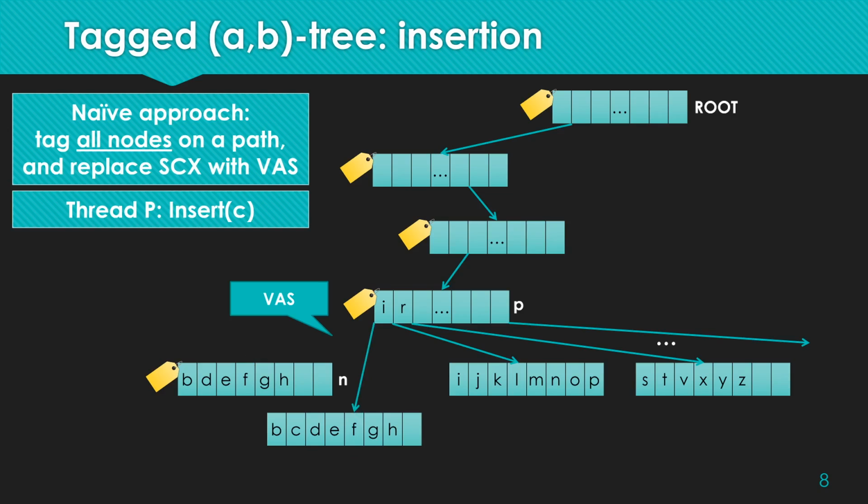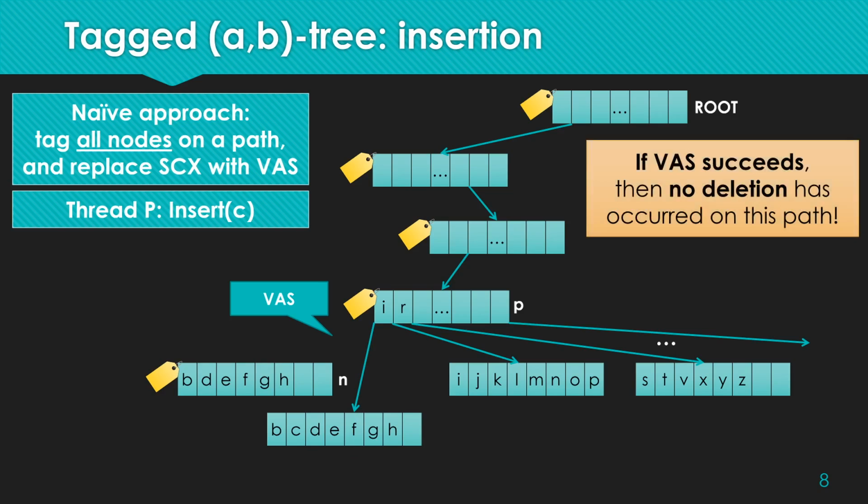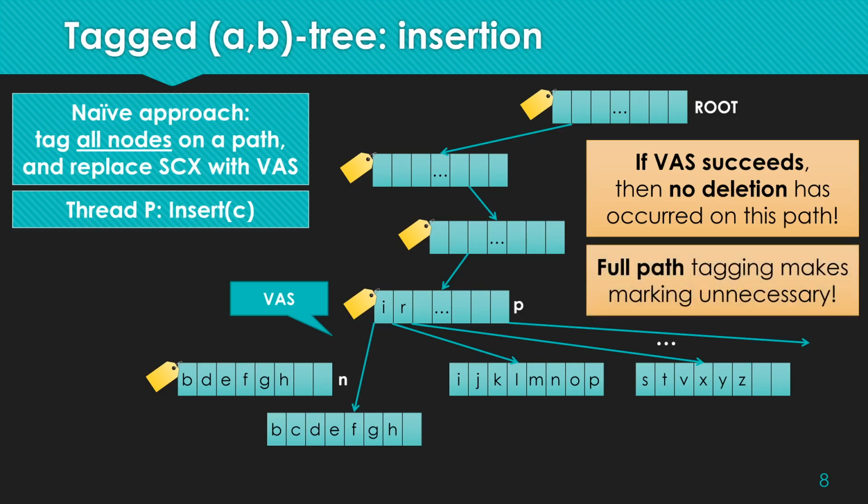So how does this replace marking? Well, if this VAS succeeds, we know that none of the nodes that we have read, none of the nodes in this path have changed at all since we read them. And in order for any of the nodes on this path to be deleted, some pointer that we read as we followed pointers along this path to reach the final node must change. Well, that would necessitate a change to one of these nodes, so that can't have happened if our VAS succeeded. So full path tagging actually makes marking unnecessary.